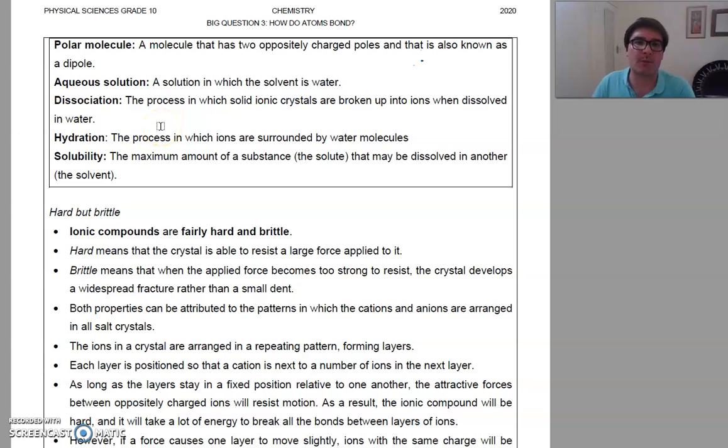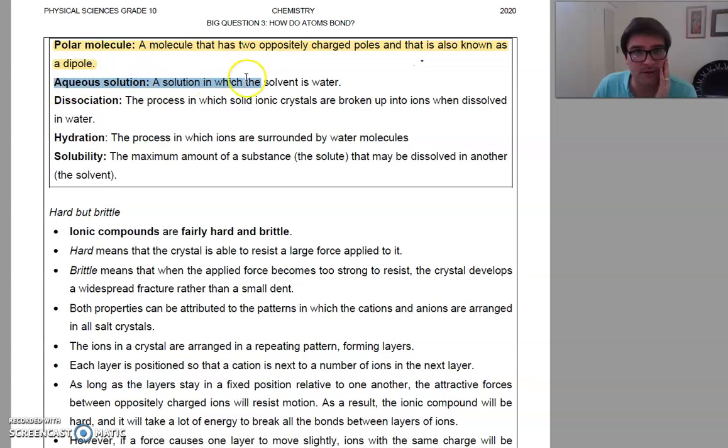Okay, guys, so this is part two of lesson nine, and I just want to recap on what we said. So, first of all, let's look at these definitions. A polar molecule, remember, water is a polar molecule, is a molecule that has two oppositely charged poles, and that is also known as a dipole.